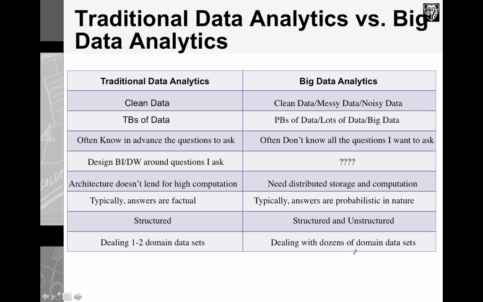Now let's look at traditional data analytics versus big data analytics. In traditional data analytics, you're dealing with clean data. Whereas in big data analytics, you're dealing with clean data, of course. You're dealing also with messy data, noisy data. When I say messy data and noisy data, you're dealing with data from weblog files. You're dealing with data from IoT, which is Internet of Things devices, your temperature sensor, your heartbeat sensor, your pressure sensor, all those different sensors that are sending you data, and they may be sending you redundant data.